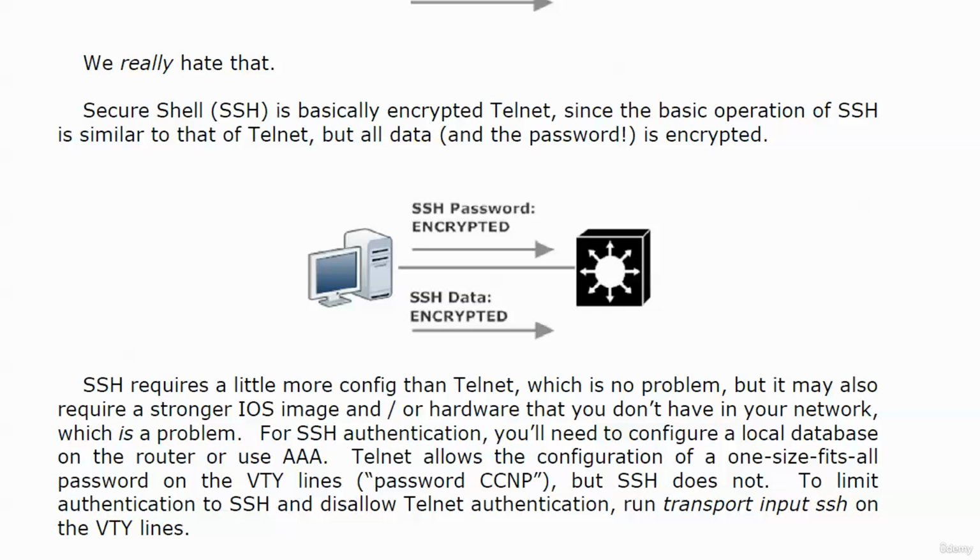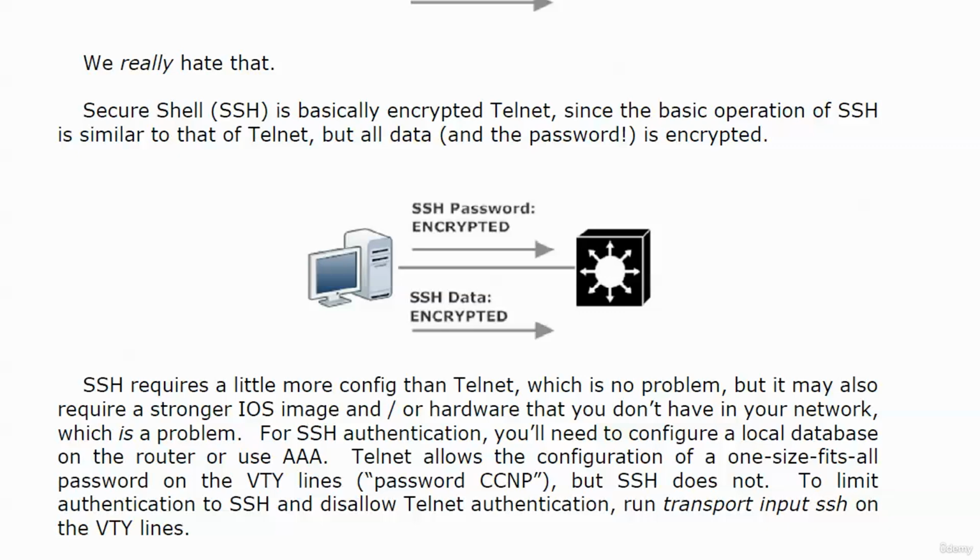Now, for SSH authentication, you've got two options. You're going to either configure a local database on the router or use AAA. And we have a special section on AAA later in the course. It's not pronounced "AE." Telnet allows the configuration of a one-size-fits-all password on the VTY lines. We know all about that. You just go line vty 0 4, login, password CCNP, you're all set. SSH does not allow you to do that, and with good cause, because that's just an awful way to have a password. It really is.